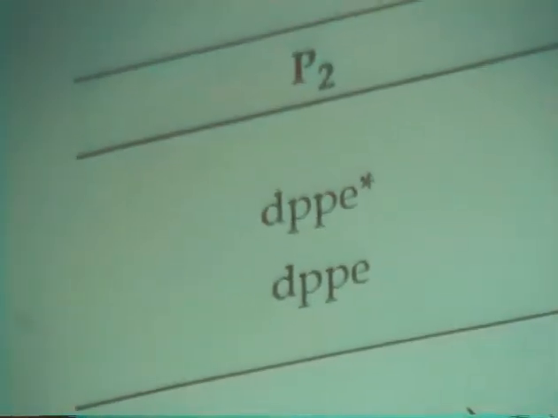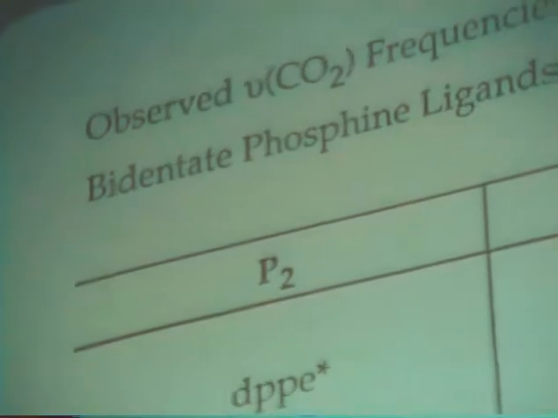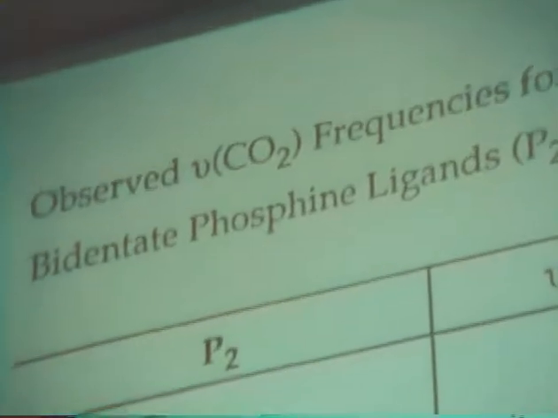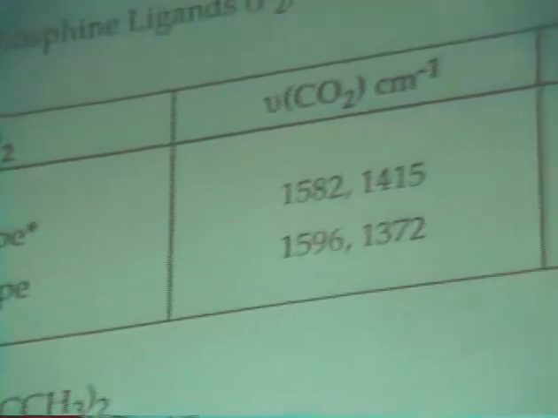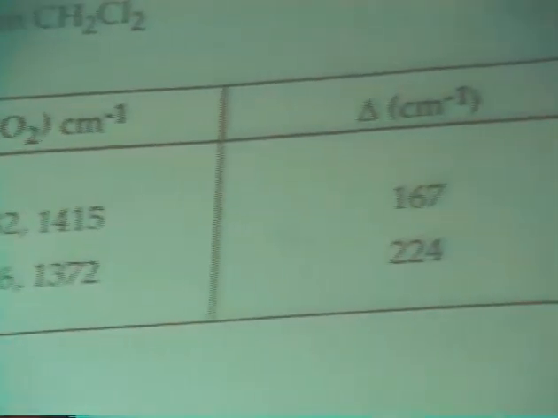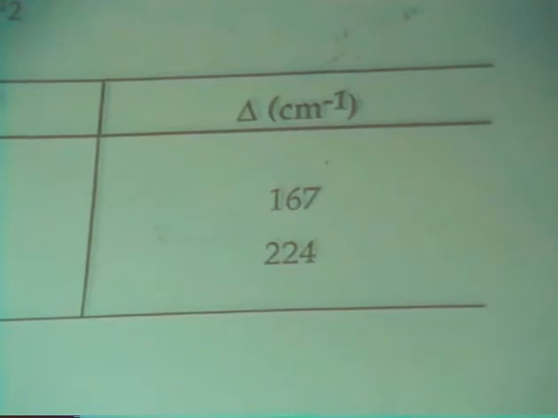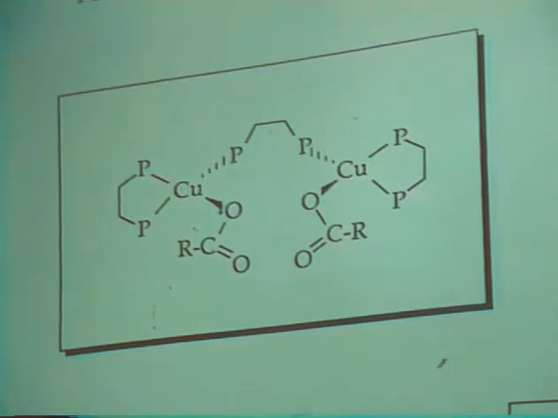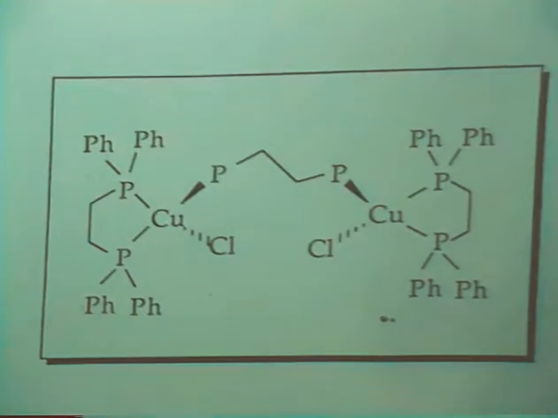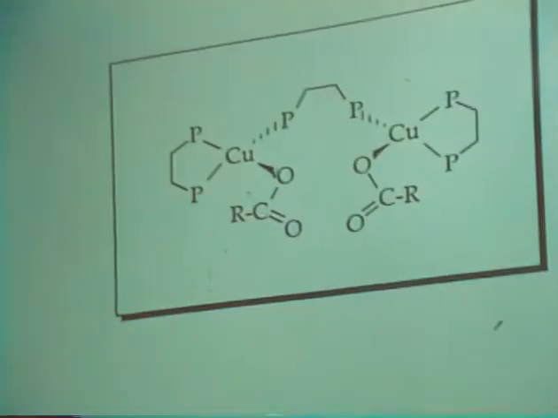What you see for the DPPE 1-to-1 is that the difference between the asymmetric and symmetric is 167. So by what I told you in the opening slide, this should then be a bridging carboxylate. When we use DPPE 2-to-1, that difference is 224. So what we expect for the 2-to-1 is that we have a monodentate carboxylate. That latter molecule we've not been able to crystallographically identify, but we have a structure of a chloride, and we assume it's something like this.